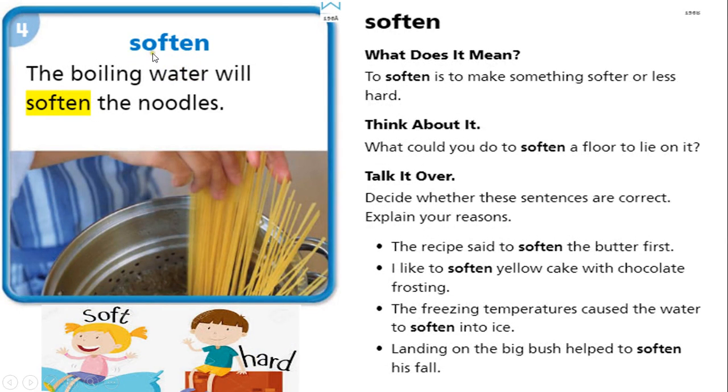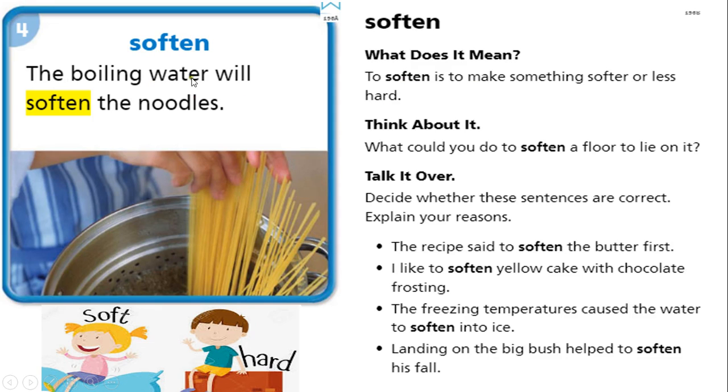Number 4. Soften. The boiling water will soften the noodles. What does that mean? As in to make it softer or less hard. Again, soft and hard are antonyms. So soften, as in to make something softer or less hard.